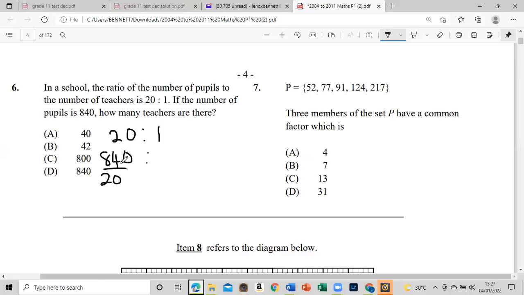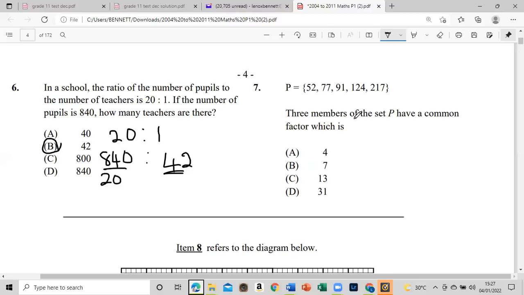So type 42, you know, work it out still. 20 into 80 goes 4 times, and the 40, and then 2. So that's 40. As I was saying, look like 40. All right. P is equal to 52, 77, 91, 124, and 217.